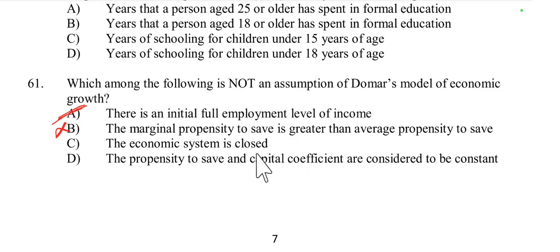Then the economic system is closed. Yes, this is the assumption. Then the propensity to save and capital coefficient are considered to be constant. Yes, this is also an assumption of Domar model. So options A, C, D are in the Domar model, and B is not included here. So option B is right here.